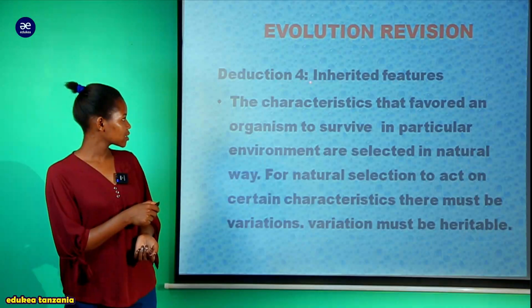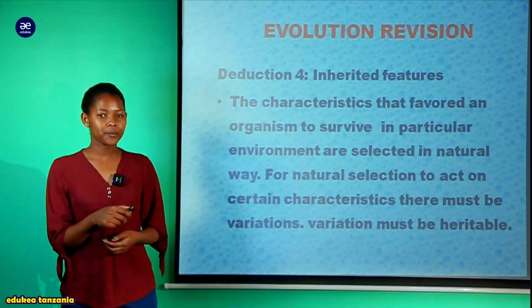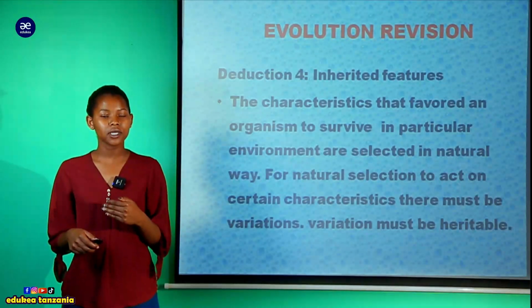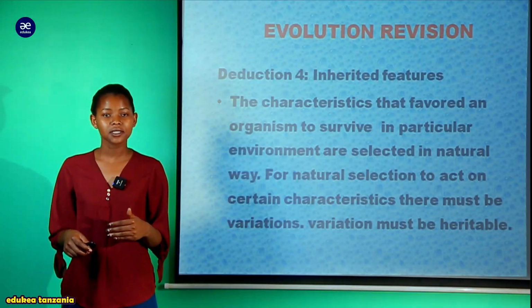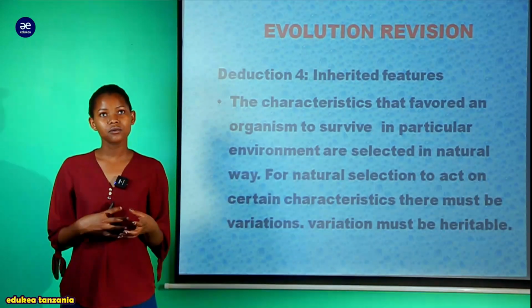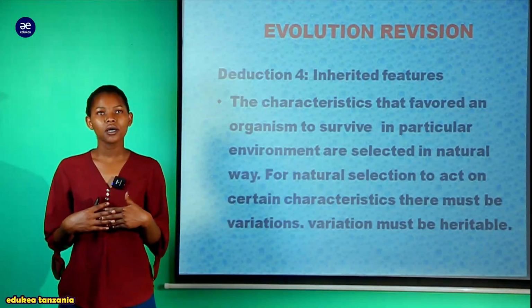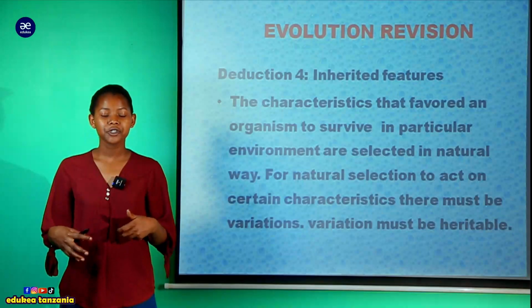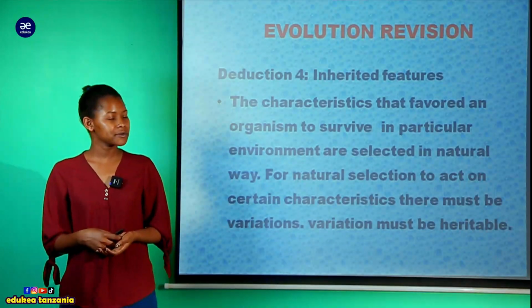This is the third deduction in which there was inherited features. Pia Darwin aliobserve inherited features, kwamba kulikuwa kuna inherited features. On how it means that wale organism ambao waliweza kuwa selected in natural selection au waliokuwa fit enough kuweza kusurvive, it means that their traits zilikuwa inherited to the next generation or from the parents to the offspring.